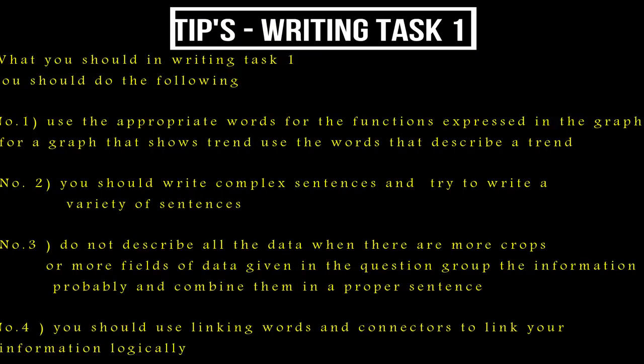Second thing is that you should write complex sentences and try to write a variety of sentences. Third one is that you should not describe all the data when there are more graphs or more fields of data given in the question. Group the information properly and combine them in proper sentences. Number 4, you should use linking words and connectors to link your information logically. These are some tips on how to get a good band score in your writing task 1, so I hope you understand.